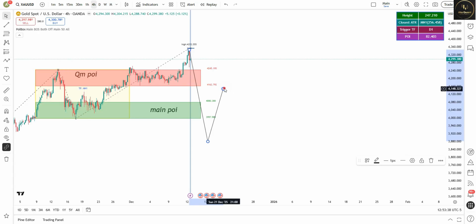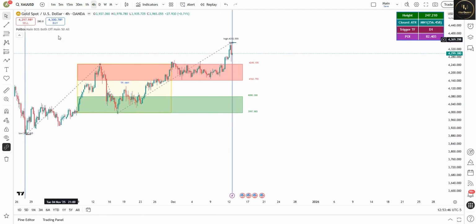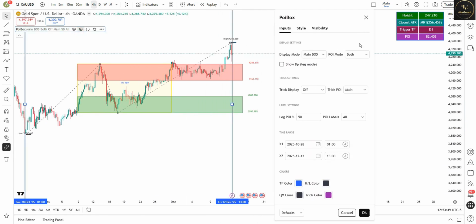So these two zones are opposite to each other, and you use one of them at a time. And one of them is for selling. Now, how do I show which one to display? It's enough to go into the settings. In the POI mode section, if you set it to main, it only shows you the green ones. If you set it to QM, it shows you the opposite point.